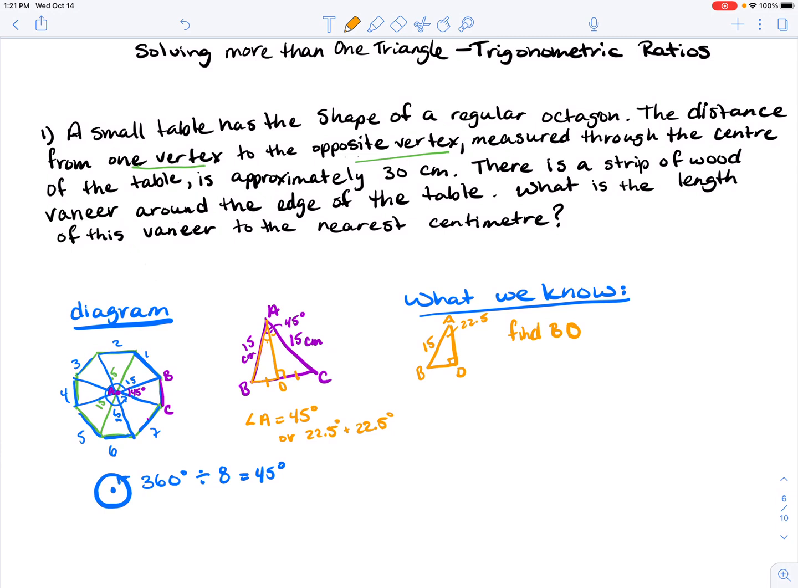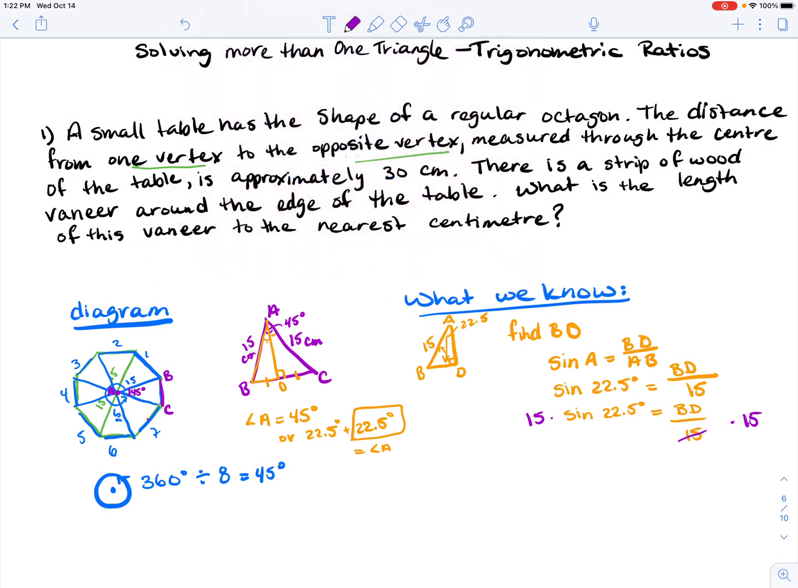So if I look at that, how do I use an angle to find the opposite over hypotenuse? I'm going to use sine. So my sine of angle A equals BD over AB. And I know that angle A is 22.5 because I've got that here. So sine 22.5 degrees is equal to, I don't know BD yet, but I do know AB, which is 15. So multiply both sides by 15. 15 times sine 22.5 degrees equals BD over 15.